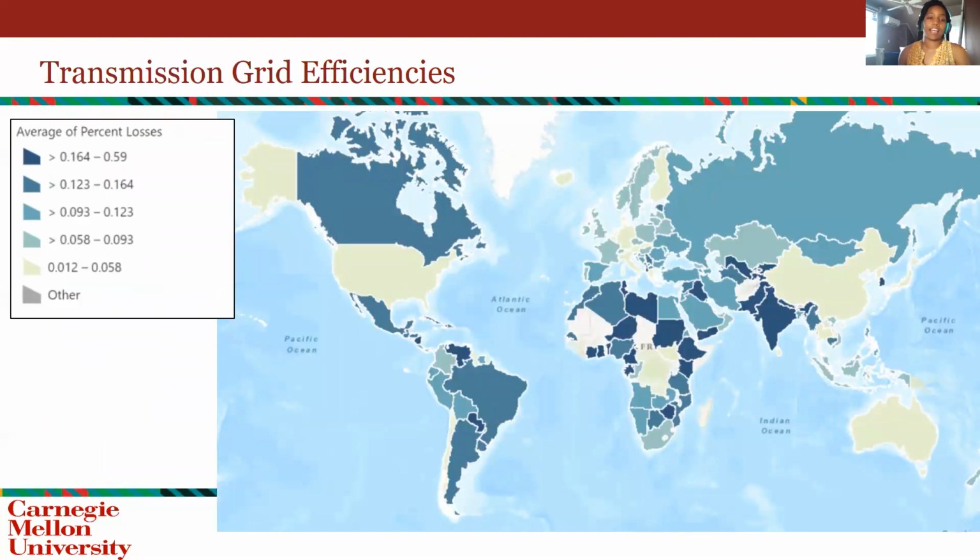Now this is a heat map of the different countries, and it's showing you the average percent of transmission and distribution losses across the world. We see a high amount of inefficiencies in Africa, as well as India and Central Eurasia. We also have a high amount of losses in Mexico and South America. Now, the US is pretty low with an average of 6%. India is pretty high with an average of 18%, but the highest is actually Haiti, which is really hard to see on this graph, and that's at 60%.